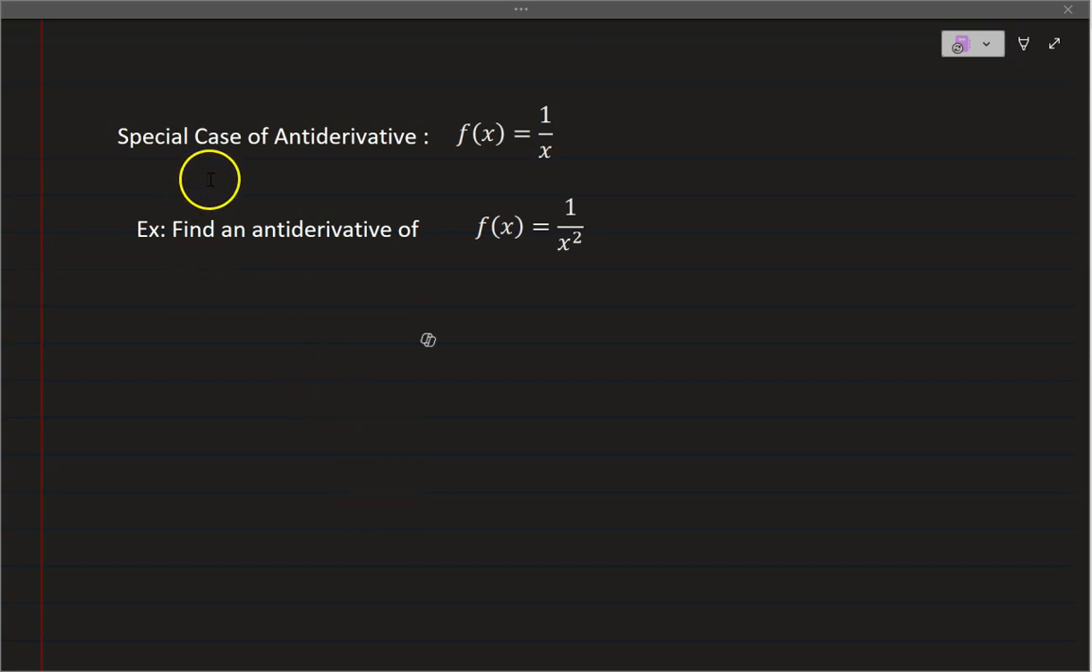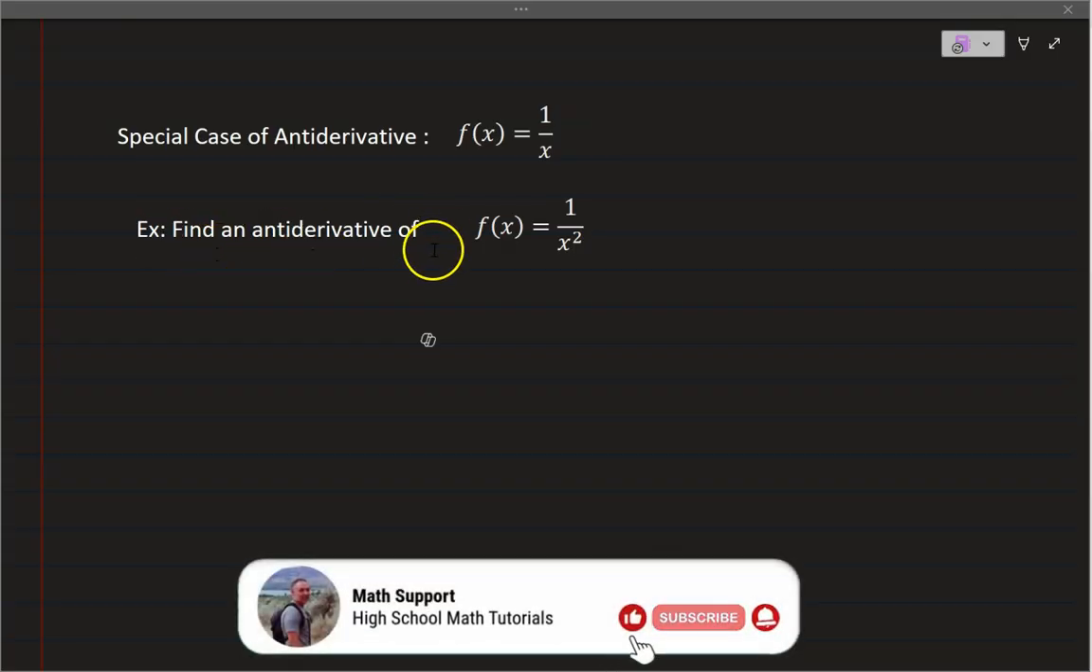So let's look at the special case of antiderivative. Specifically, we want to look at the antiderivative of 1 over x. But before doing that, let's do a review, and we want to do it through an example. Find an antiderivative of 1 over x squared.